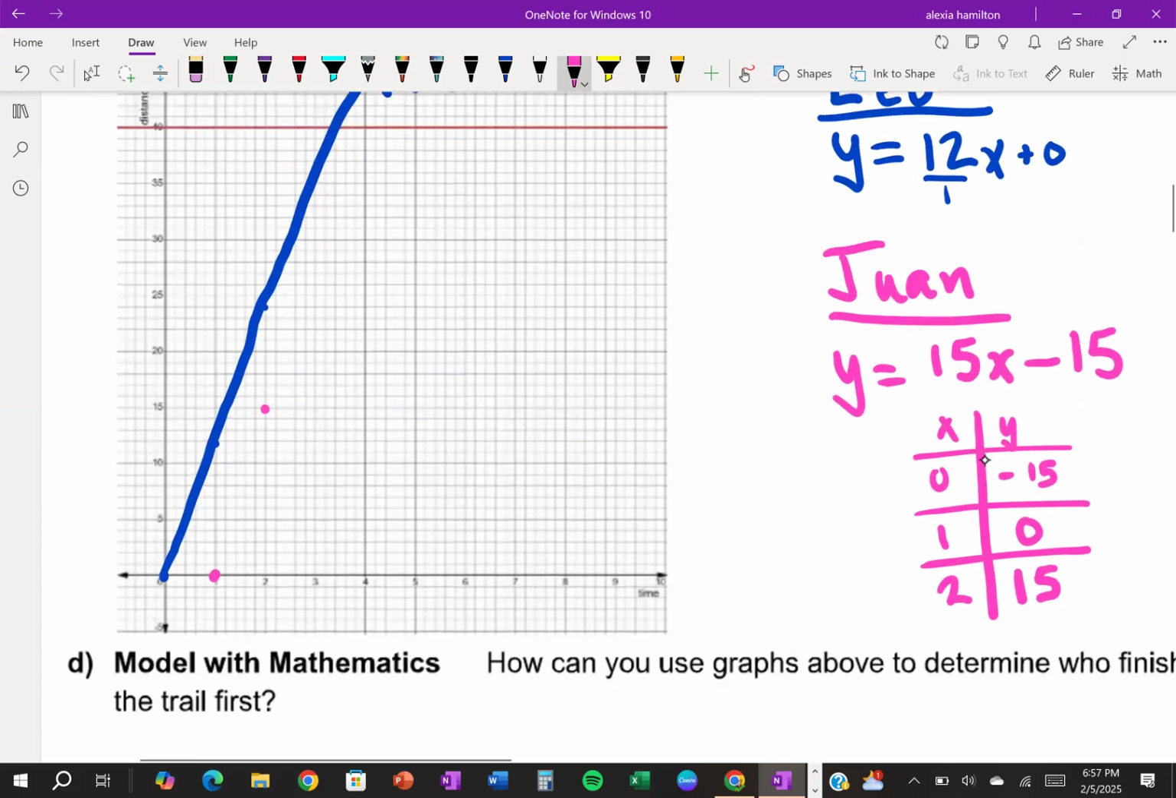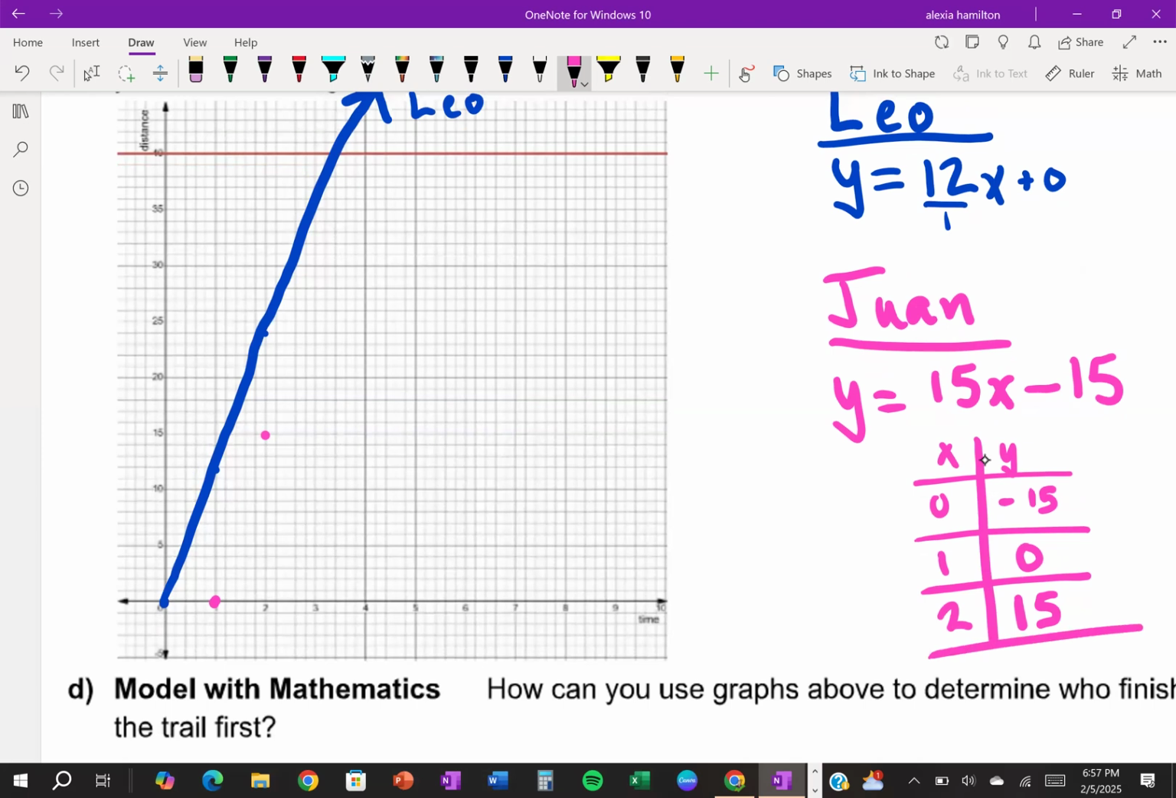All right. And then if I wanted to do one more, I did 3 hours. 15 times 3 is 45. 45 minus 15 is, there's my 30. So 3 hours would take me up to the 30, which I think is about there. And then we can graph those. Something like that. Okay.